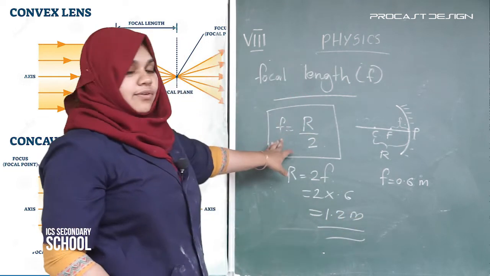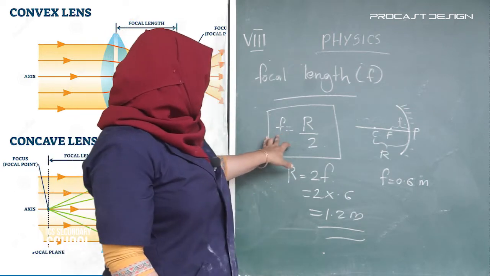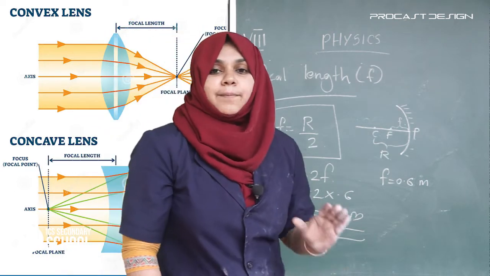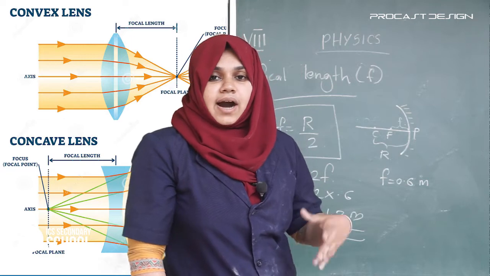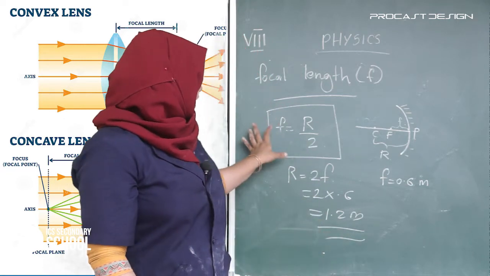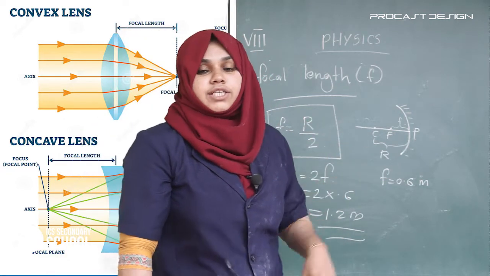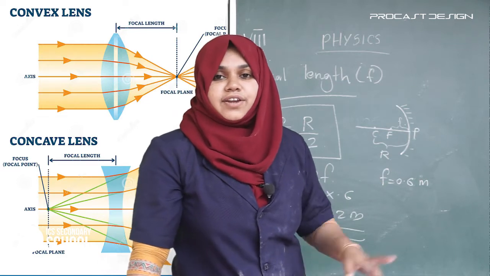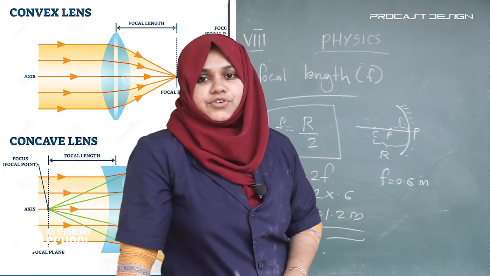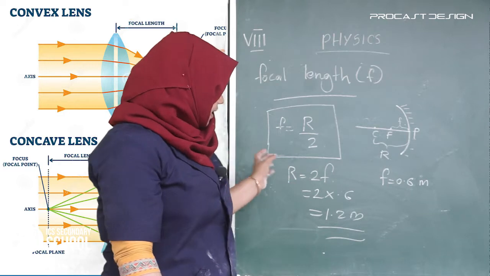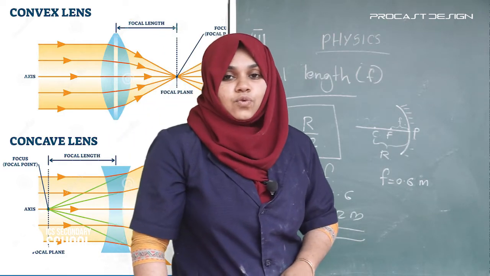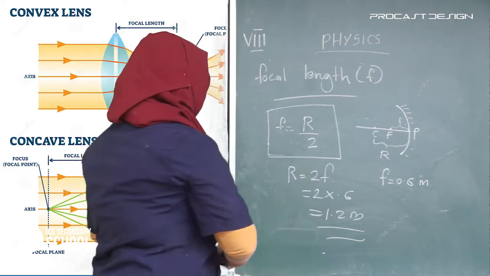So all of you understand this equation: f is equal to R by 2. From this equation you can find out the focal length and radius of curvature if either is given. Understand how to find out? Okay. Then next, focal plane. What is focal plane?